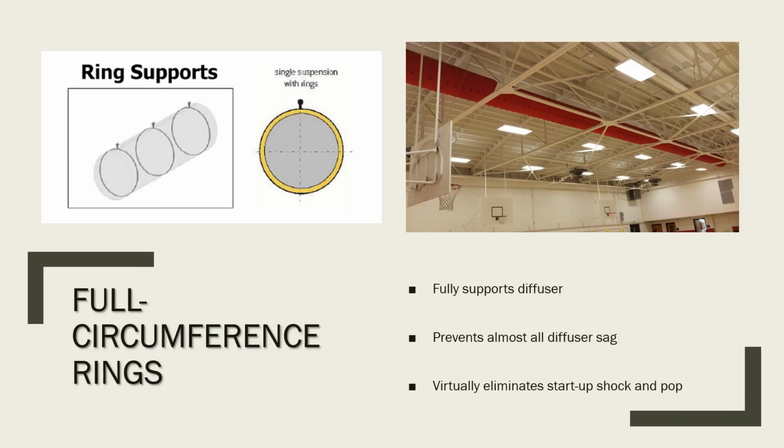So the better way to correct it would be to use full ring supports. This picture that you see here is actually for a gym. They have the duct running through the trusses, so they actually had to use the ring supports. If they didn't, that fabric would have draped over those trusses when the unit is off, and it would have torn the fabric. It would have worn out the fabric over time, prematurely actually, and we wouldn't have been able to warranty that.